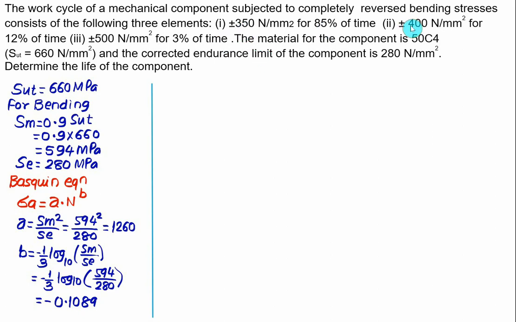Now one by one we will collect the data here, and we will check that the values 350, 400 and 500 are all greater than Se, so they have a finite life. And from this equation we can solve for life, that is, the number of cycles equal to sigma A divided by A, to the power 1 by B.